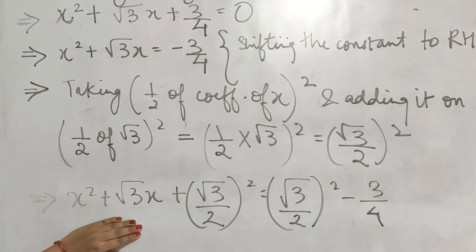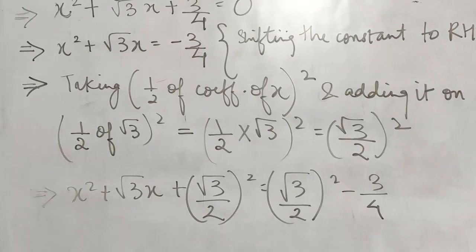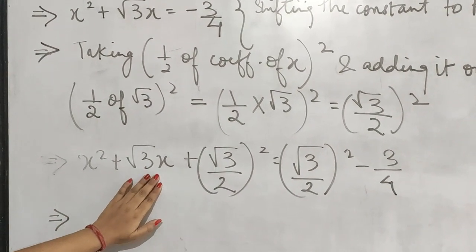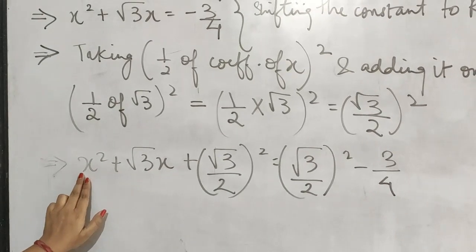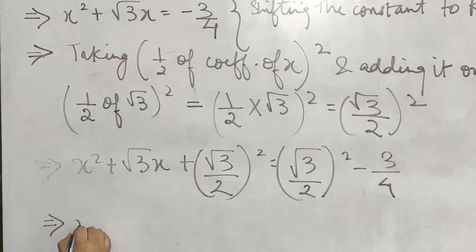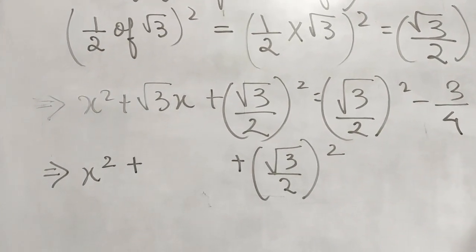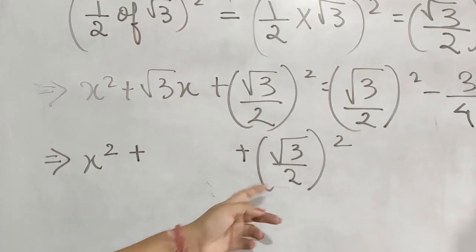Now we have to turn this equation into the formula of a square plus b square. So what are we going to do? We have to change the middle term so that it comes in the form of 2ab. 2a we already have, b we have as root 3. Let us now convert this in the form of the (a plus b) whole square formula. We have x square, we have b square.